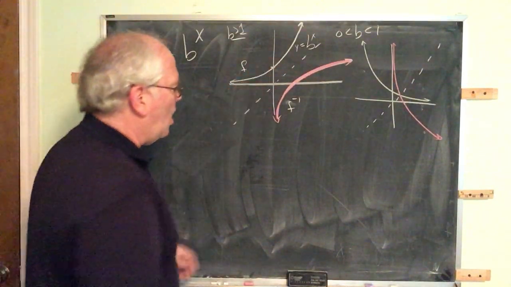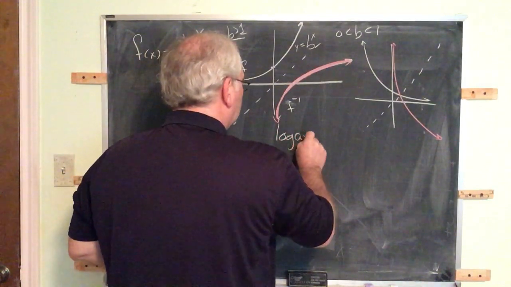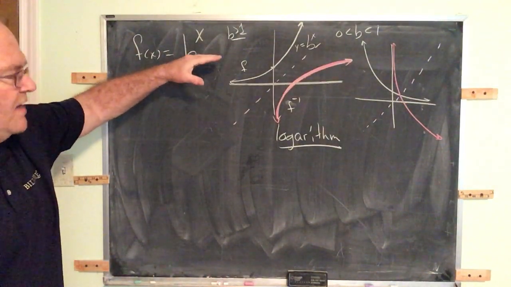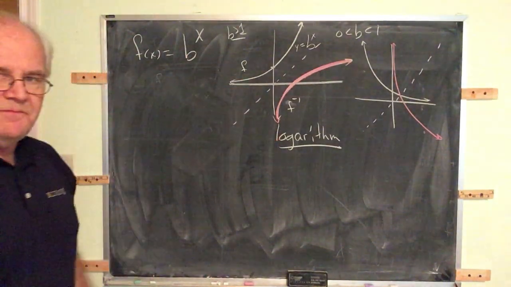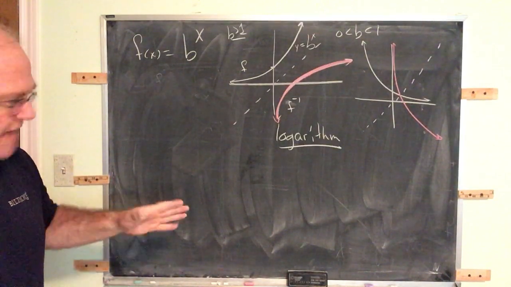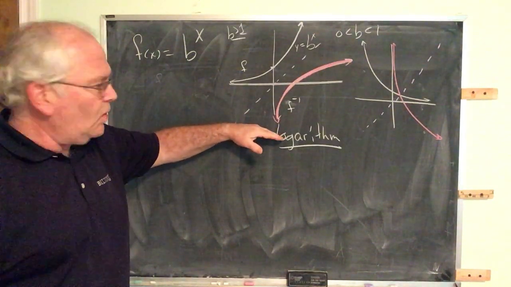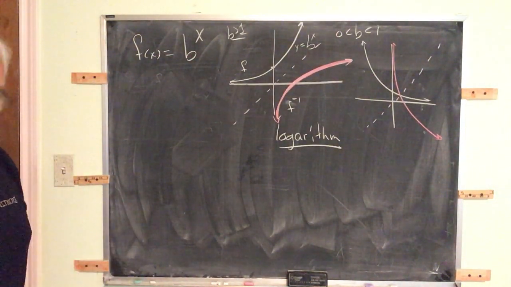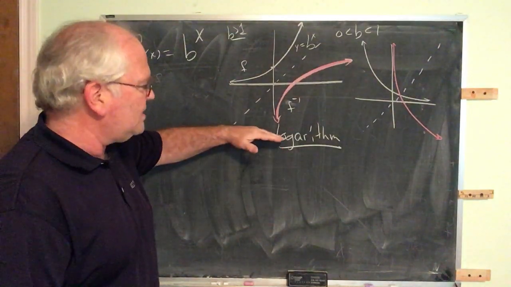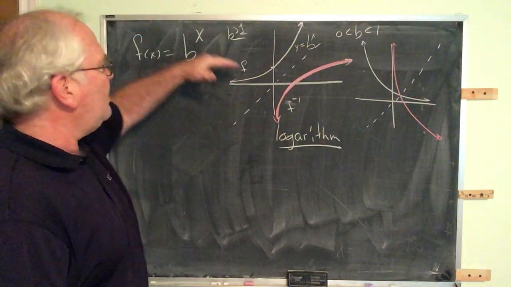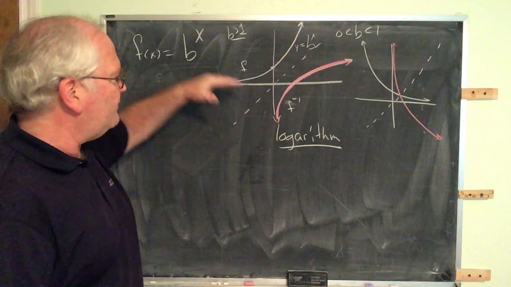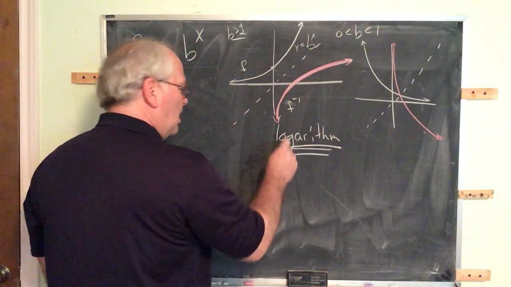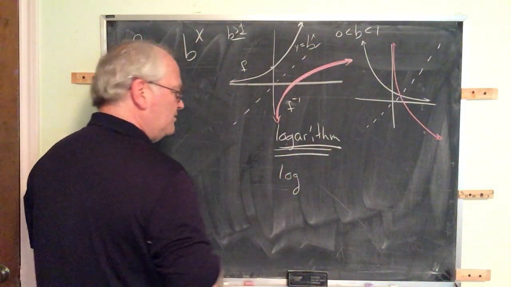This function is called logarithm. The inverse of an exponential function is a logarithm. If you've ever heard of the word logarithm, or maybe if you haven't, logarithm comes from a Greek word that means inverse of an exponential function. That's probably not true, but that's the way to think of it. A logarithm is simply the inverse of an exponential function. They are inverses of each other. Now, logarithm takes way too long to write, so we abbreviate logarithm log.